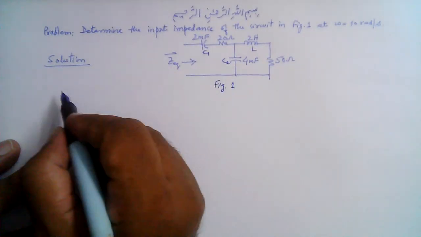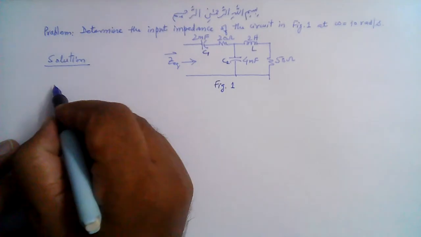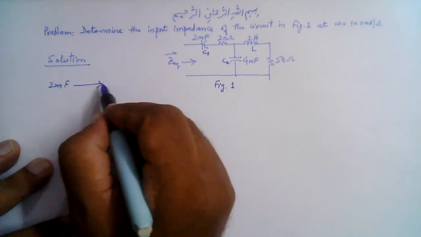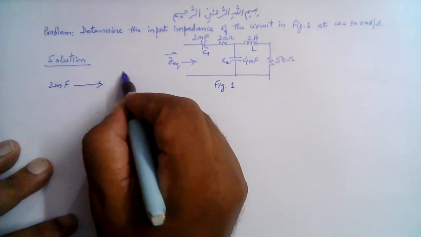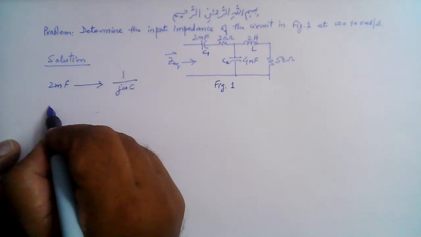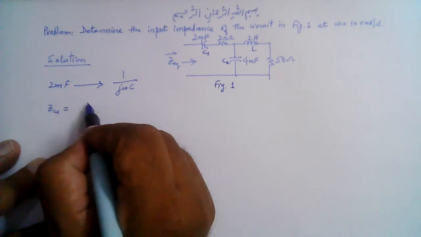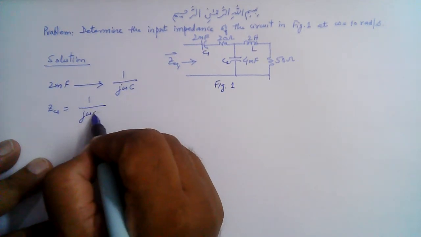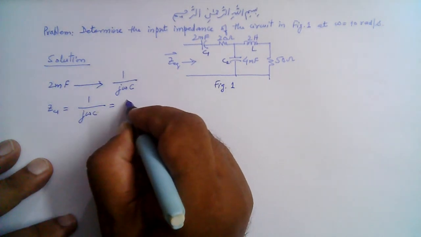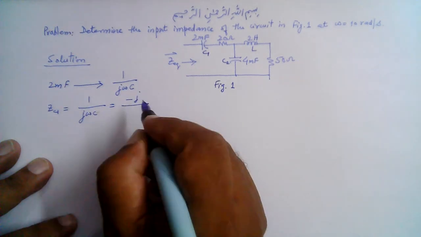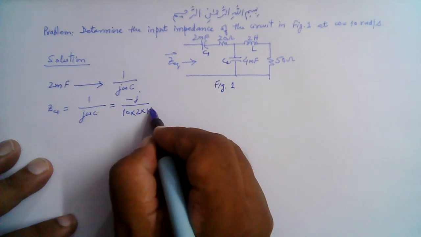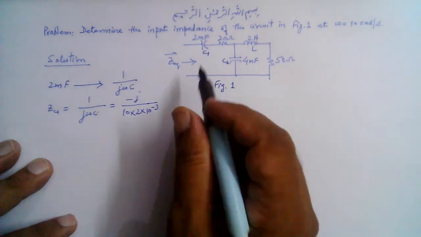So the 2 millifarad capacitor in the time domain will be transformed into an impedance using this formula, 1 over J omega C, right? Let's call this impedance ZC1, which is equal to 1 over J omega C, and 1 over J is equal to minus J, right? Minus J over omega, which is 10, and C is 2 millifarad, 2 into 10 to the power minus 3, 10 to the power minus 3 for the millifarad, right?